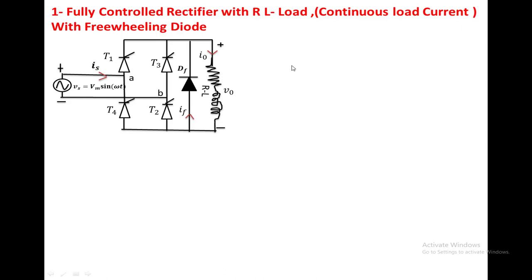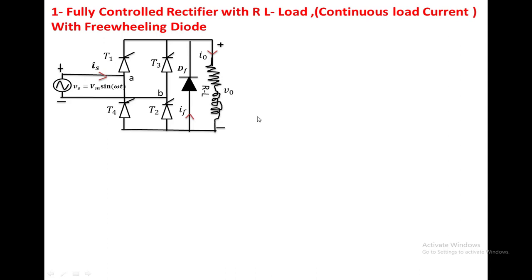In this class, we are going to discuss the single phase fully controlled rectifier with an RL load, continuous load current, with the freewheeling diode. This is nothing but a freewheeling diode which is connected across the load. The freewheeling diode goes to the on state if the load is subjected to the negative voltage.